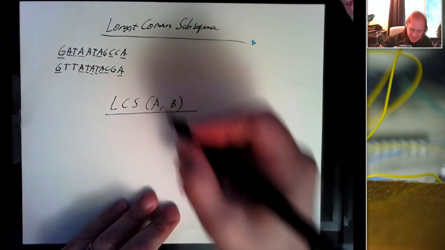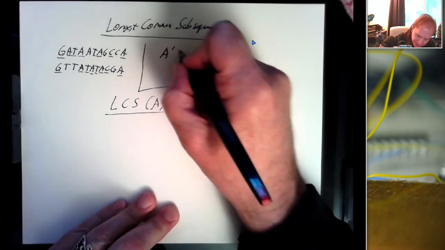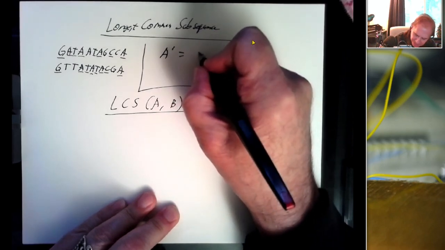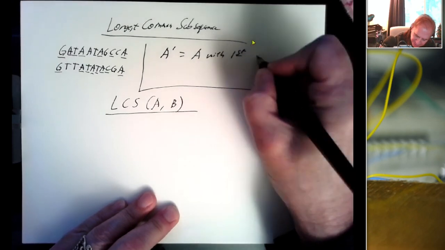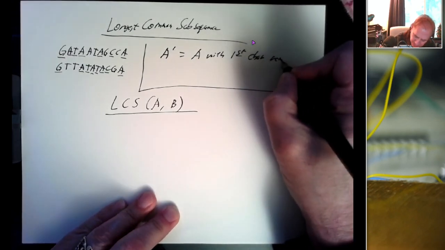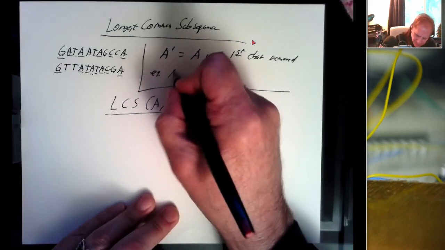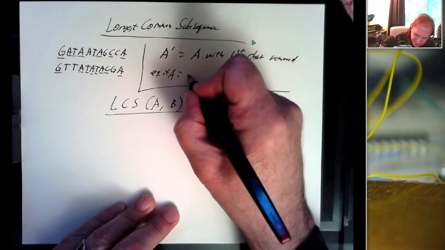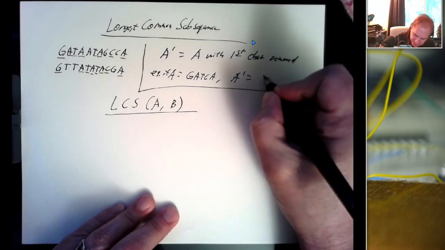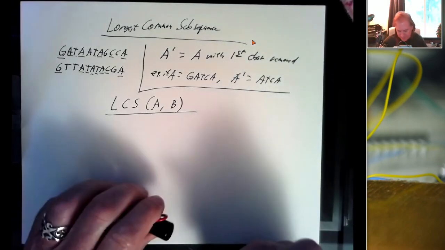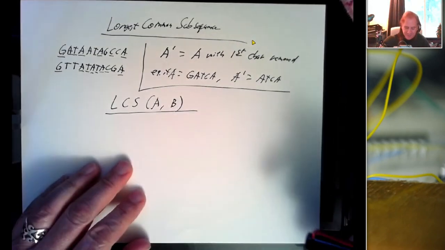And so let me introduce a bit of notation. A prime equals A with first character removed. So if A equals GATCA, A prime equals ATCA. So this is just an abbreviation for a string when we chop off the first character.